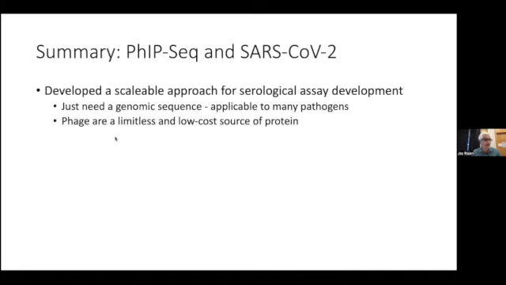So to summarize the work we've done using PhIP-Seq and its application to SARS, what I really want to emphasize is that we developed a scalable approach for serological assay development. Just starting with the genomic sequence, it's possible to develop a serological assay. So I think this is applicable to many pathogens. And one of the things I always like to emphasize is that phage are a limitless and low-cost source of protein.